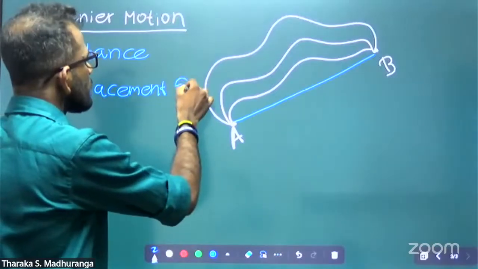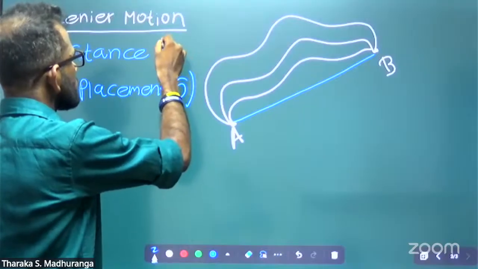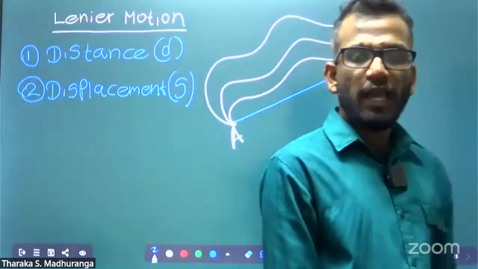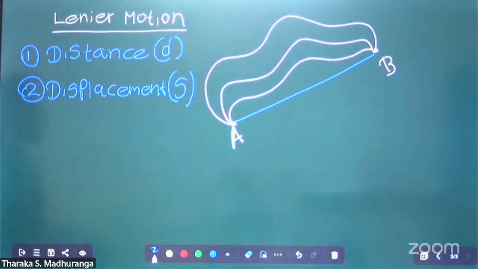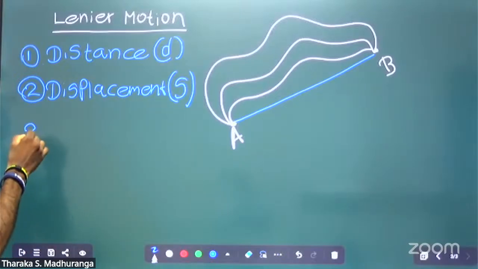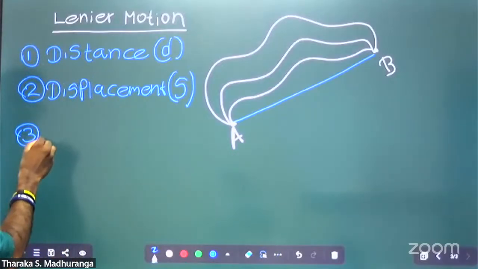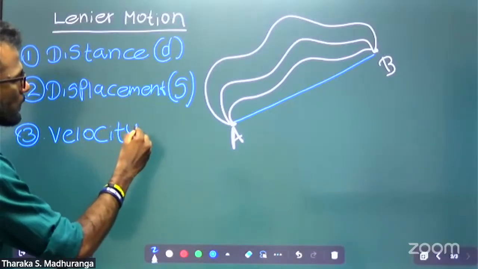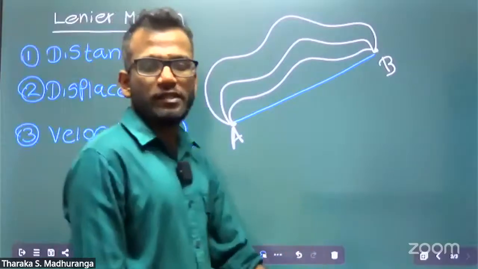Remember, the distance symbol is simple d, and the displacement symbol is capital S. Okay, the third one, velocity, the capital V. Okay, what's the meaning of the velocity?